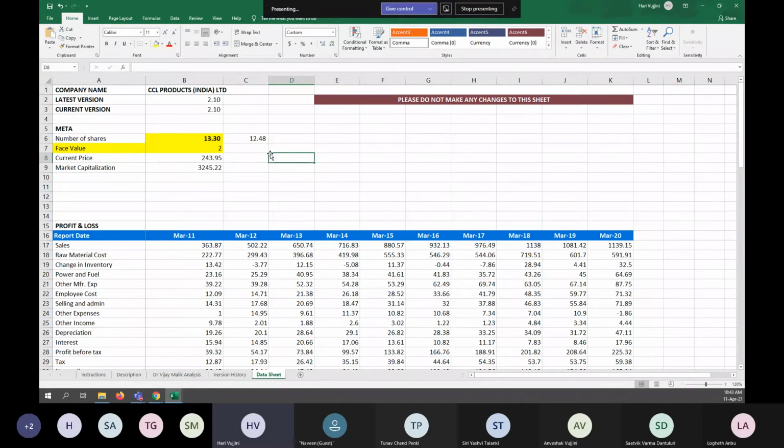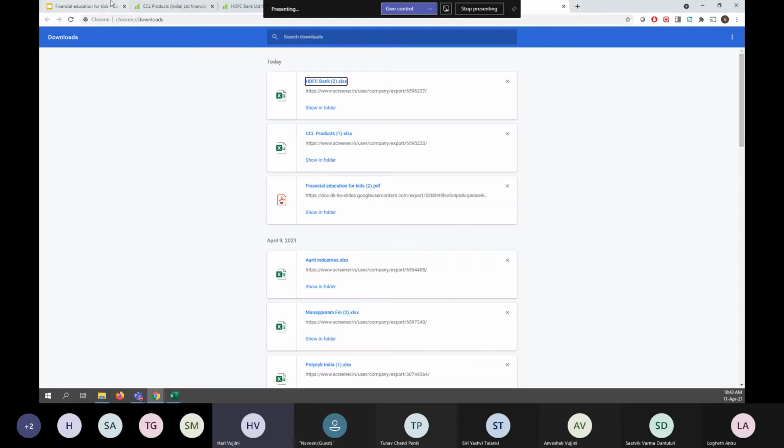Some companies have a face value of 10. So 10 is the maximum. From 10, some companies have a face value of 5, some have a face value of 2, and some have a face value of 1. That's how many pieces they are cutting the pizza into, to come up with the actual size of the piece that you own in the business. Okay, so let's go back to our discussion.